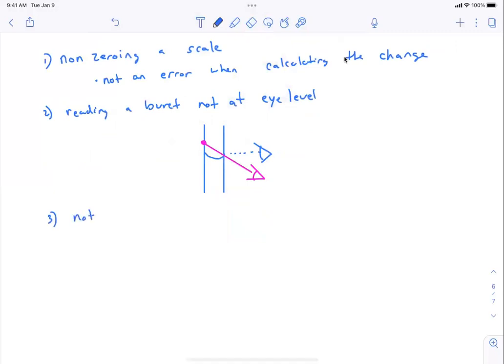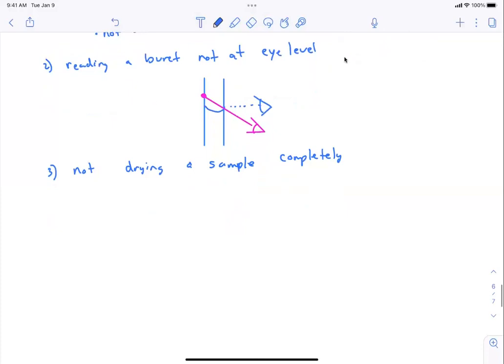Another thing. Not drying a sample completely. Okay. And so, because water adds mass, and that's going to affect your value in this, the proper technique is to dry until the mass is unchanged. So, like if you have a sample of powder that's wet and you're heating it up to dry it and then you're massing it, you don't stop until the mass stops changing. Because if it keeps changing, that means there's still water left over.